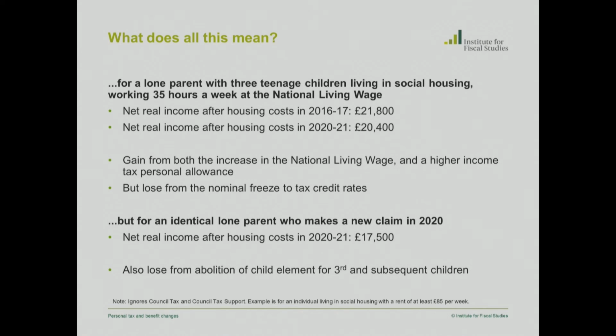But the big point is, imagine an identical lone parent who's currently in a well-paid job not requiring tax credits, but makes a claim in 2020. Her net real income is £17,500, so about £3,000 less than the identical lone parent, because she also loses from the abolition of the child element for 3rd and subsequent children. Okay, so that's one major reform coming in April.